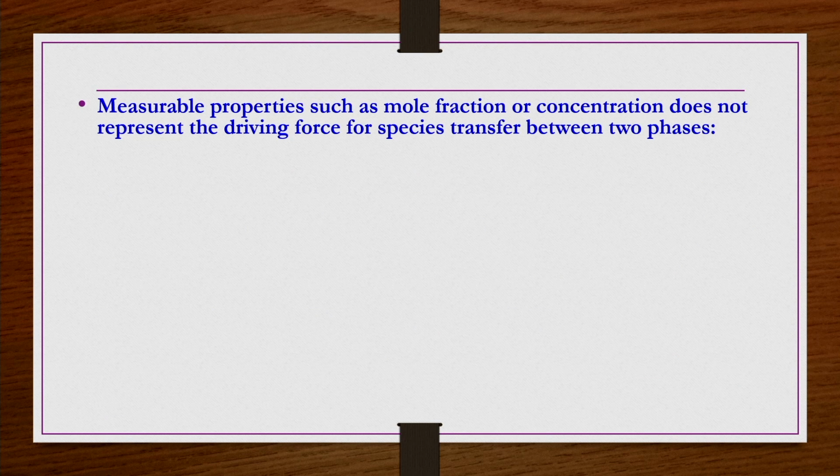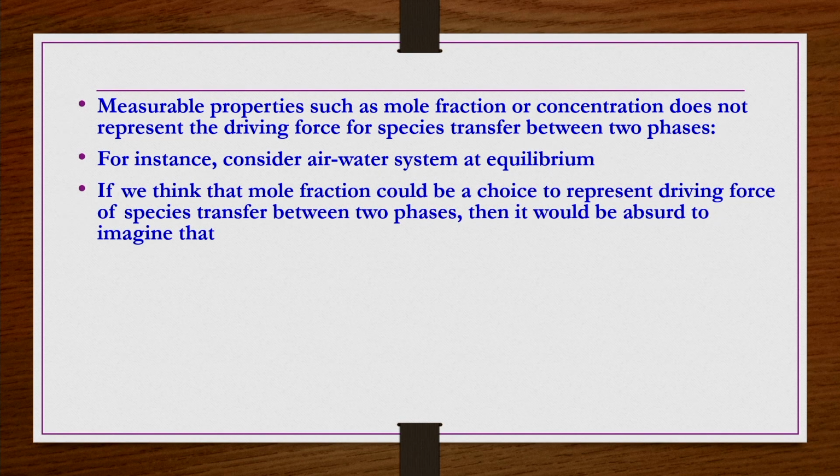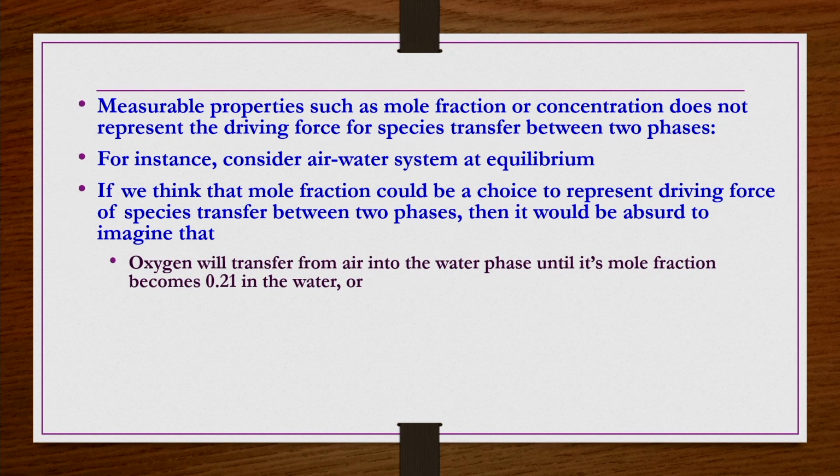Measurable properties such as mole fraction or concentration do not represent the driving force for species transfer between two phases. Why? Because, for example, if you take an air-water system at equilibrium and see this problem as a transfer of oxygen from one phase to the other, then in the air the mole fraction of oxygen is 0.21. If mole fraction were the choice to represent the driving force of species transfer between two phases, it would be absurd to imagine that oxygen will transfer from air into the water phase until its mole fraction becomes 0.21 in water.